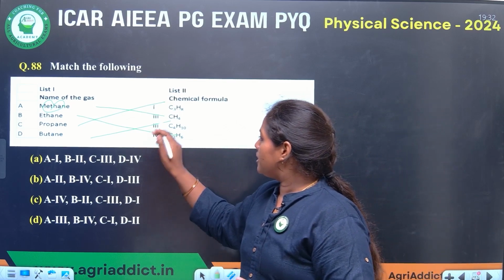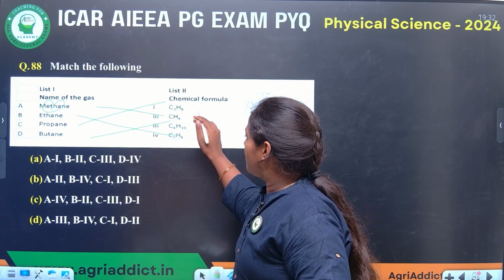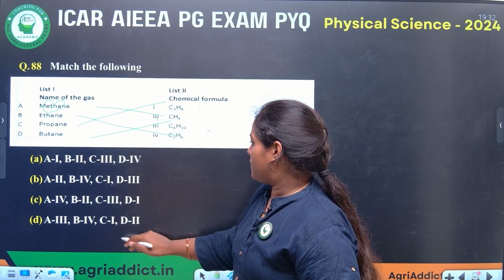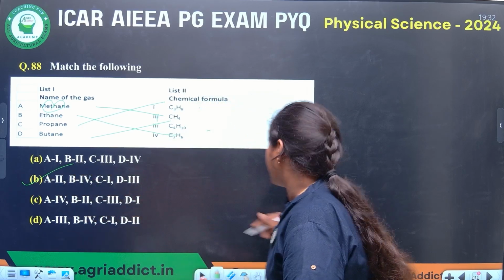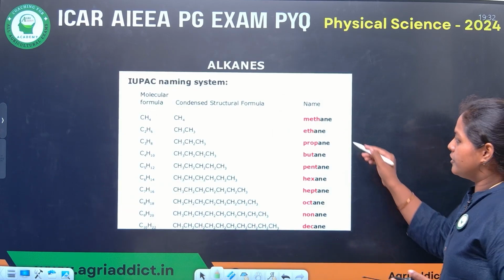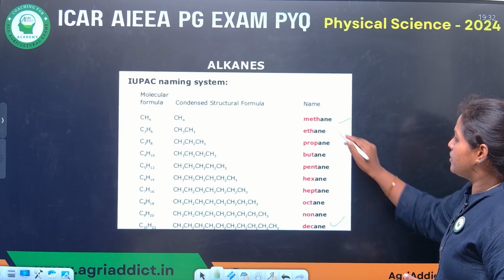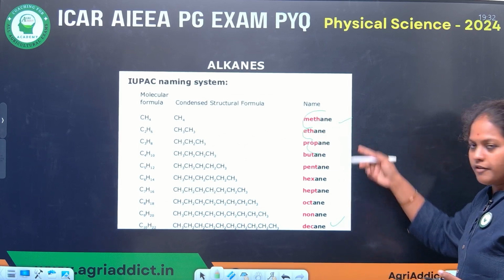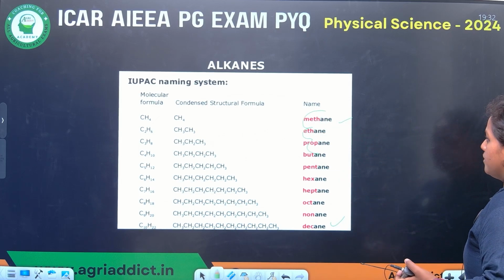What is the answer here? 2, 4, 1, 3. Option B. These are the IUPAC naming systems for 1 carbon to 10 carbons. What are the names that are given? Just revise it here and go.